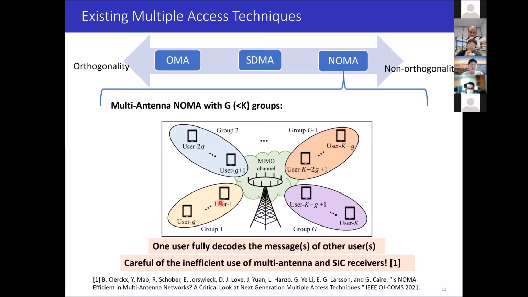So this is the key basic principle of what you have in these multi-antenna or power domain NOMA schemes. And we have to be very careful here, because by doing so, you can have an inefficient use of the multi-antenna on one hand, and an inefficient use of the SIC receiver on the other hand. This is something that we have tried to emphasize in a recent paper with many of my co-authors, about being very cautious when we try to combine multi-antenna techniques and non-orthogonal multiple access.